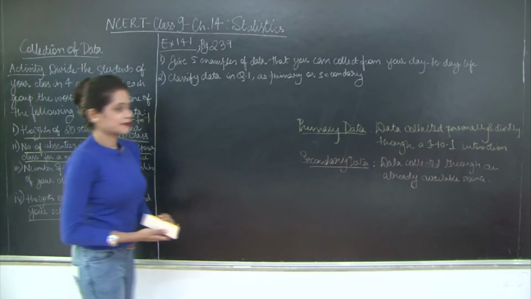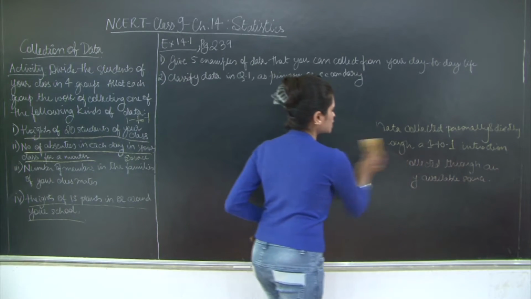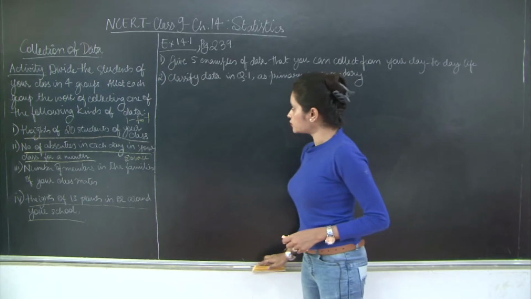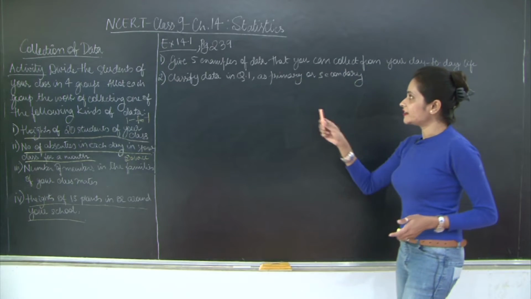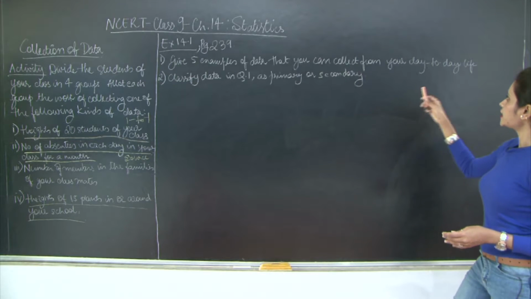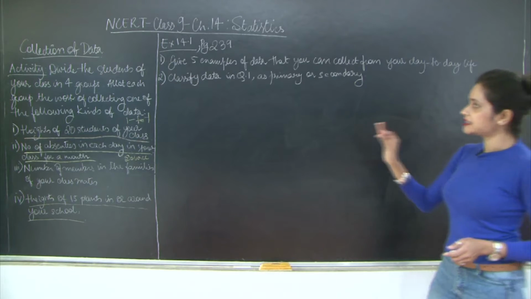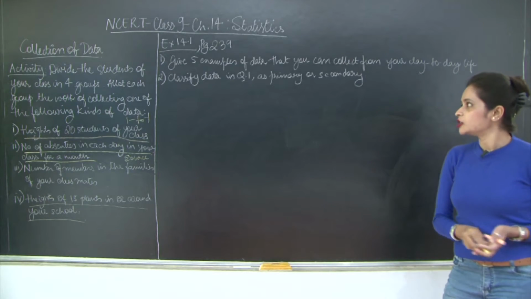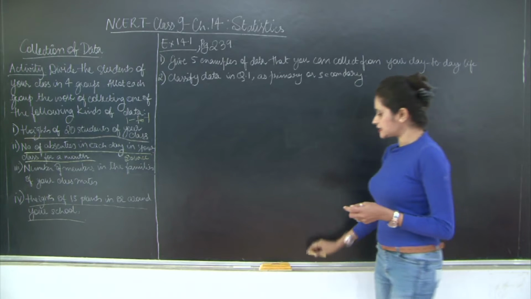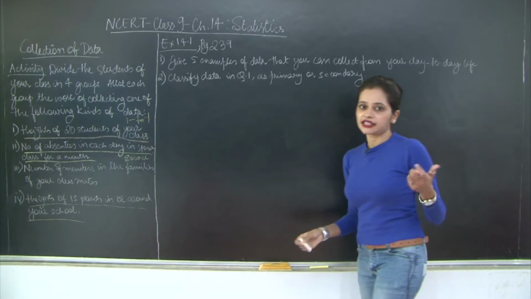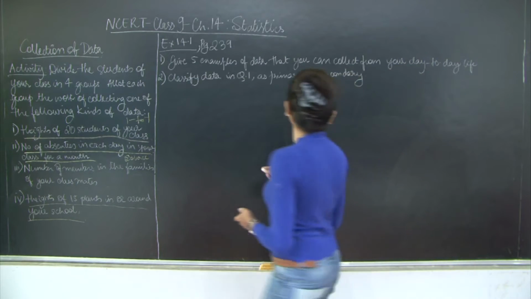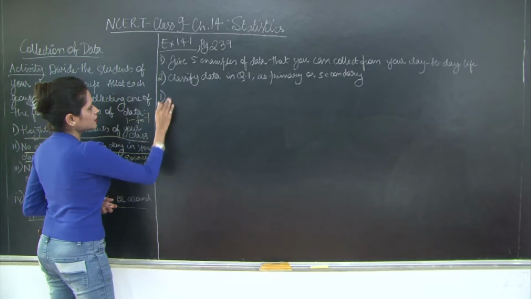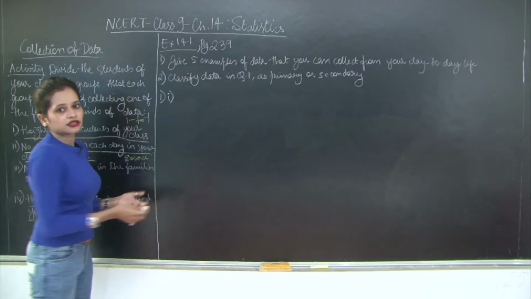So to explain this further, we have exercise 14.1 of your textbooks. This is on page 239. So let's read out the first question. Give 5 examples of data that you can collect from your day-to-day life. And the second one is classify data in question 1 as primary or secondary data. So let us just write 5 simple examples that we come across in our day-to-day life where we are collecting data.